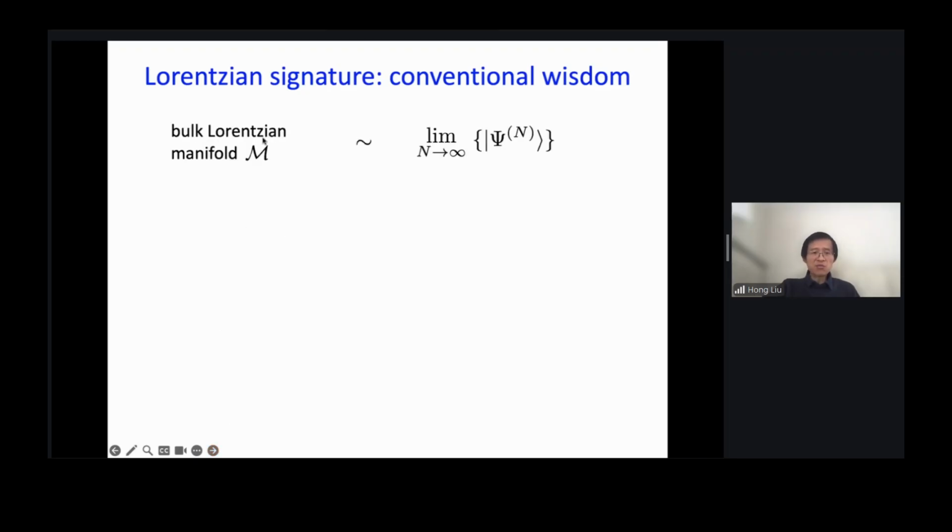The conventional wisdom is that if I give you a bulk Lorentzian manifold M, then we normally say this should be dual to some sequence of states on the CFT side. When I take the large N limit of the sequence of states, it is described semi-classically by this bulk Lorentzian manifold M. The observables in psi_N, when you take N to infinity, say correlation functions, entanglement entropy, all these things, can be extracted from semi-classical gravity quantities based on this manifold M. This is our standard dictionary for the Lorentzian case.